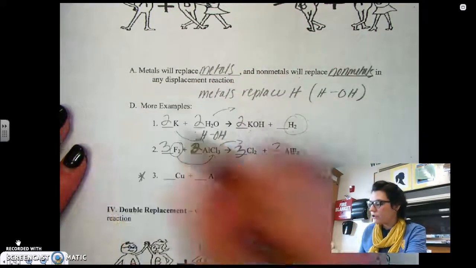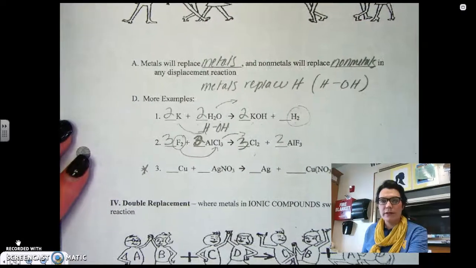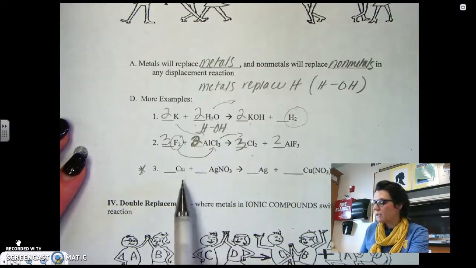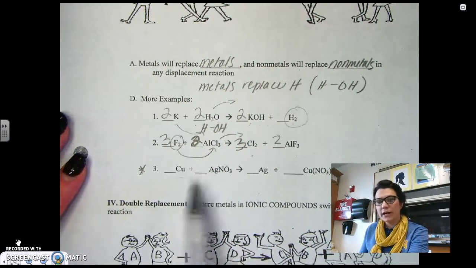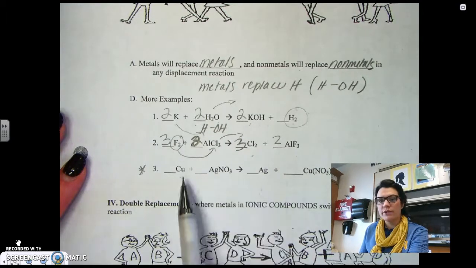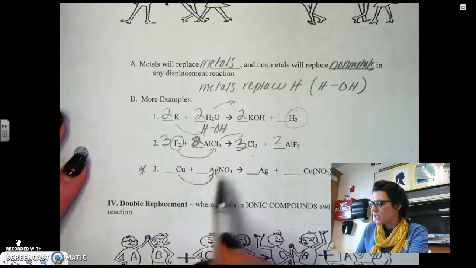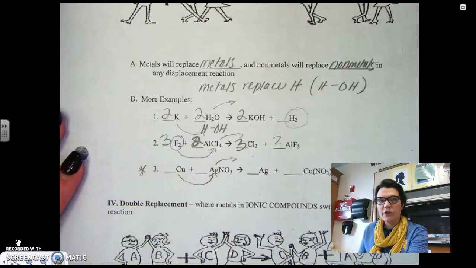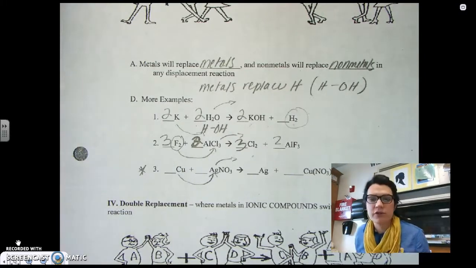The last one I want you to balance, but I want to talk about why it's a single replacement reaction. In this reaction, we have single on the reactant, single on the product. So this is going to be a metal replacing a metal. Copper comes in, is more attractive than silver, so it kicks silver out. On this side, silver is by itself, making it a single replacement reaction. So that's the first reaction.